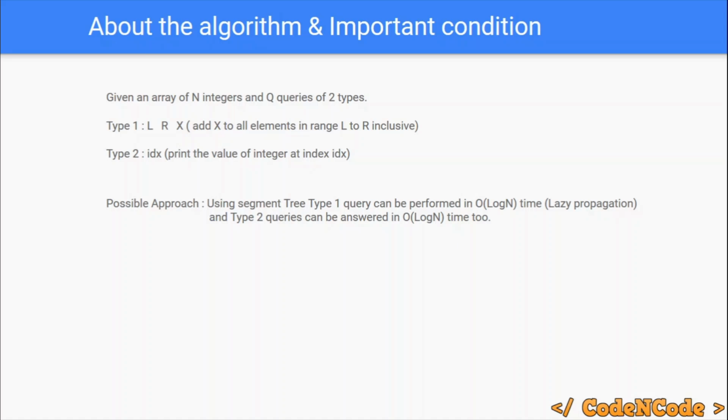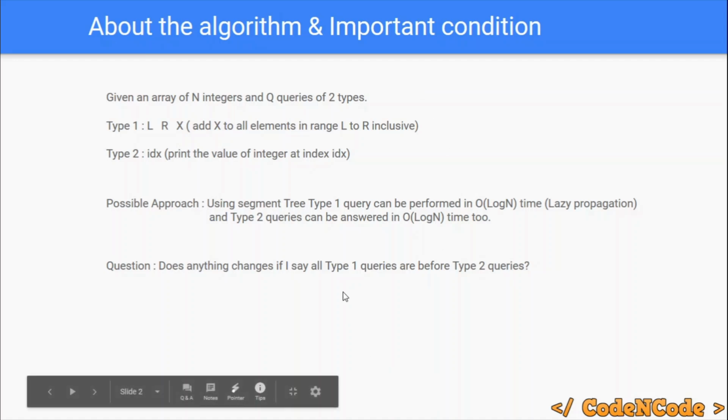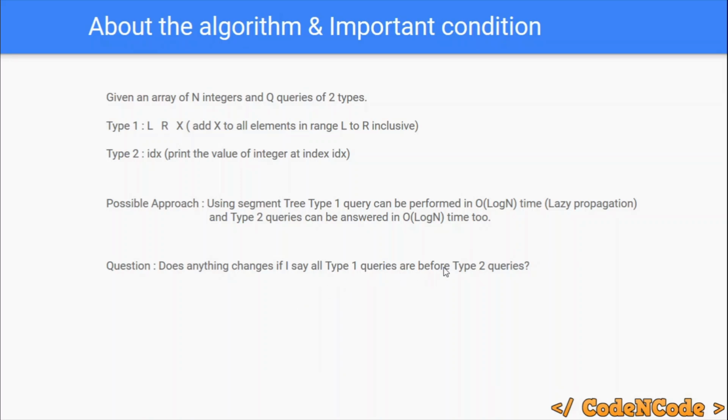Now the problem changes, the approach changes, when we ask a simple question, and the complexity of this algorithm depends upon the answer of this question. The question is, does anything change if I say that all type 1 queries appear before type 2 queries? So does anything change if all of the type 1 queries appear before type 2 queries, or all of the updates occur before processing of certain indices?